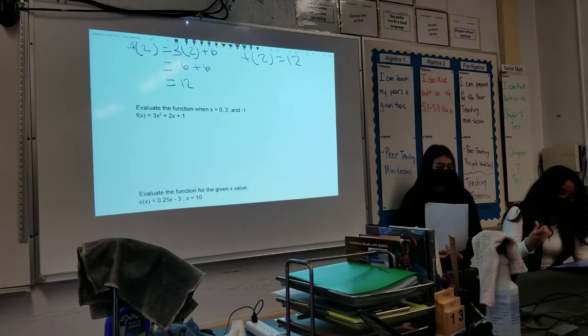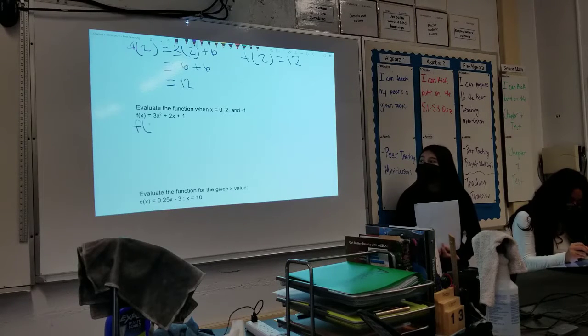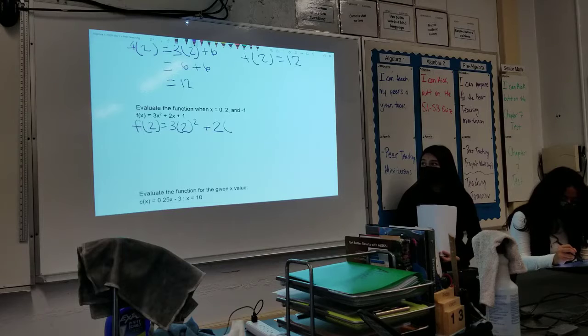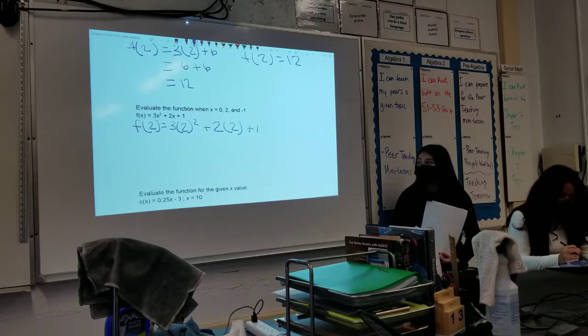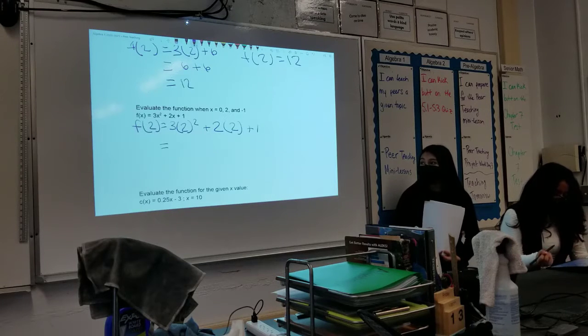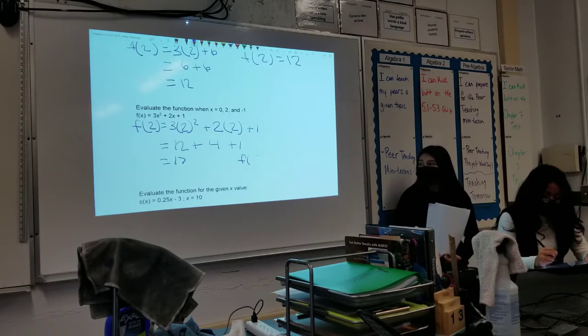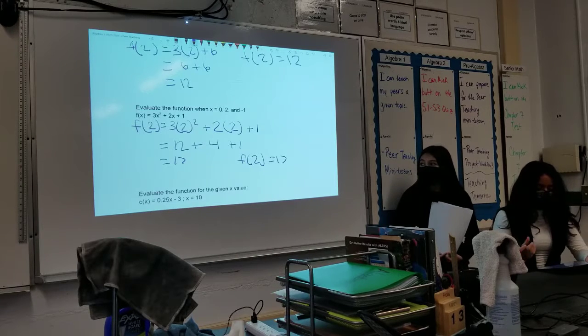So for our next problem, we would have f of 2 equals 3 times 2 squared plus 2 times 2 plus 1. 2 squared is 4, times 3 is 12, plus 2 times 2 is 4, plus 1, which gives us 17. So the answer would be f of 2 equals 17.